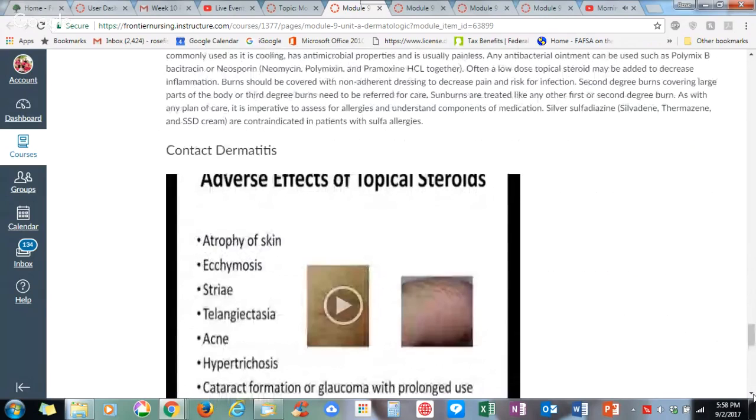Sunburns are treated like any other first or second-degree burn. As with any plan of care, it is imperative to assess for allergies and understand components of medication. Silver sulfadiazine, Silvadene, Thermazine, and SSD cream are contraindicated in patients with sulfa allergies.